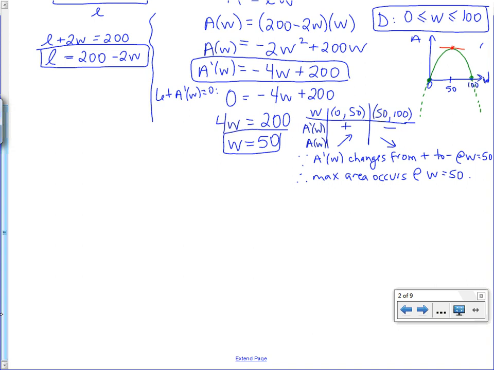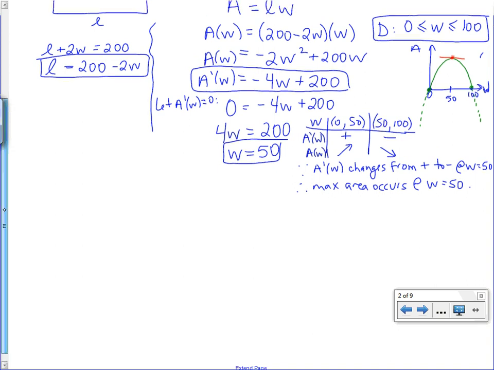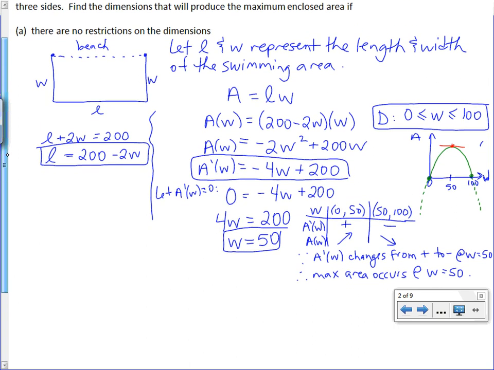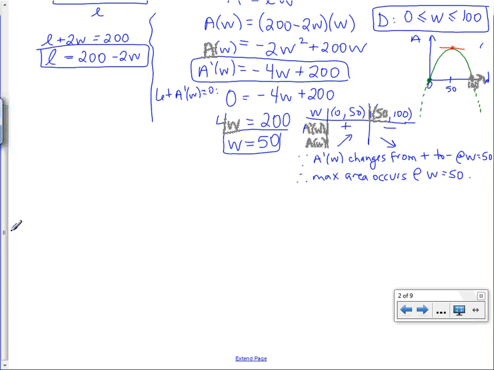Okay. So conclusion, make sure we answer the question. Find the dimensions that will produce the maximum area enclosed. So we want to find the dimensions. We have the W. Man, I wish there was a way to find the corresponding L. You basically created the relation between L and W when you isolated. So I can find the matching L. L equals 200 minus 2 times 50. 200 minus 100 is 100.